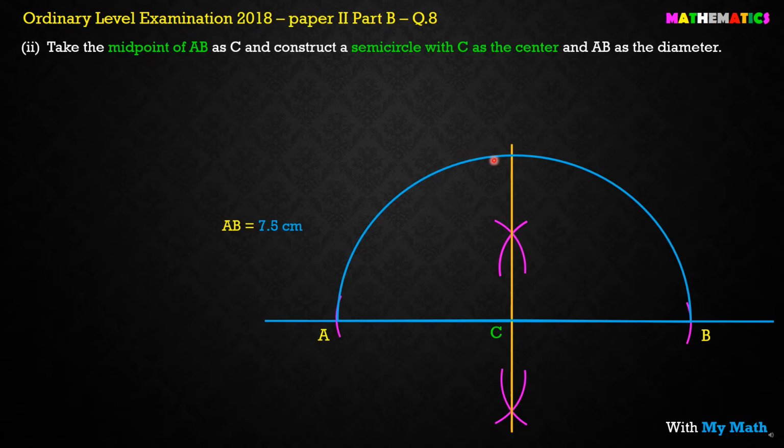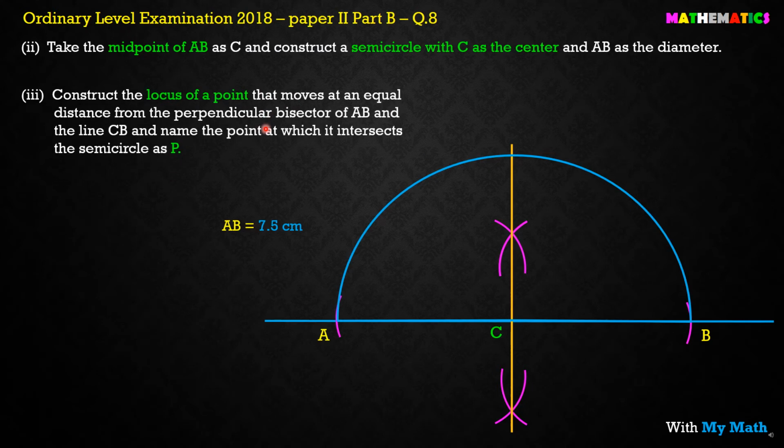Okay, very clearly you have to draw it, otherwise marks will be reduced. So let's move to the third one. Construct the locus of a point that moves at an equal distance from the perpendicular bisector of AB and line CB. That means from this part and from this part. There is a locus, or the path of a point that moves at equal distances from these two lines.